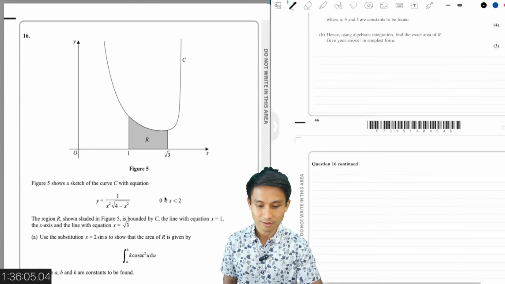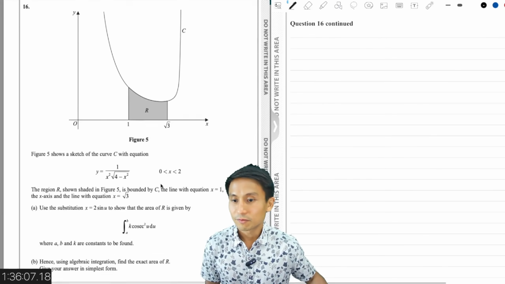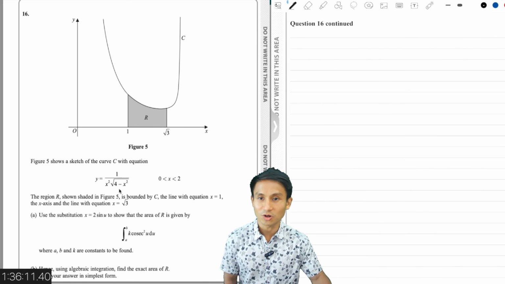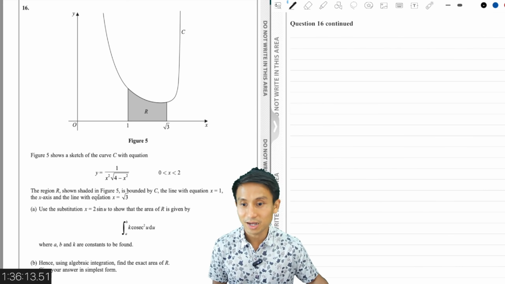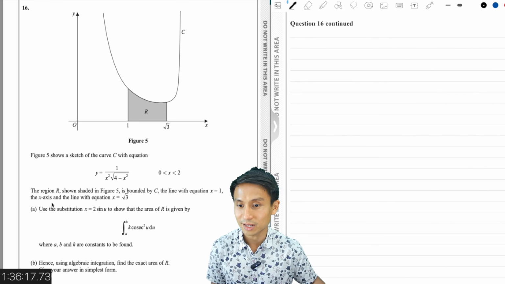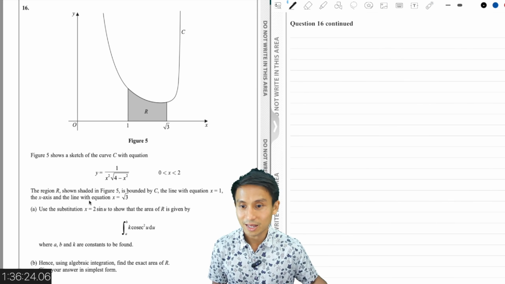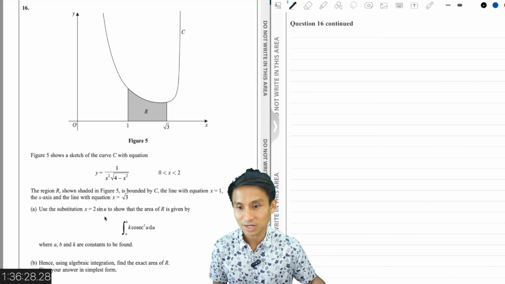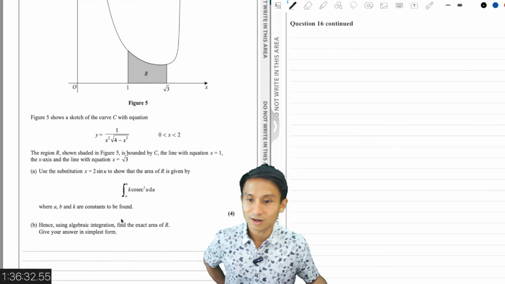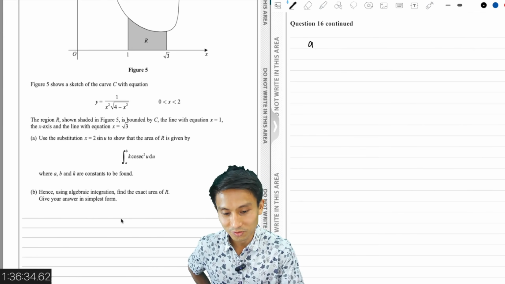All right. Figure 5 shows a sketch of the curve C with equation y equals all that. The region R shown shaded in figure 5 is bounded by C, the line with equation x equals 1 and the x-axis, and the line with equation x equals root 3. So basically just this area. Use substitution x equals 2 sine u to show that the area is given by that. It's good that they tell you what to do, right?